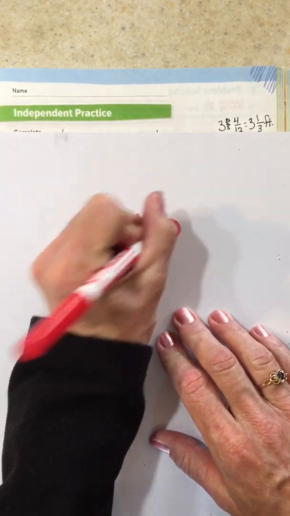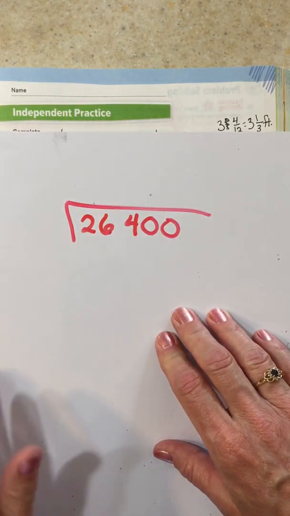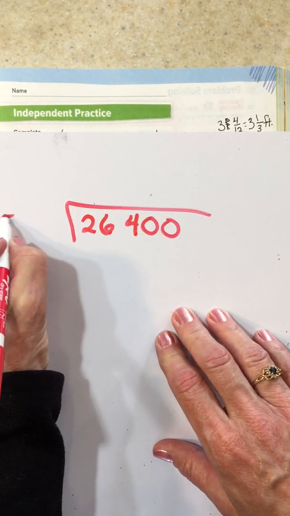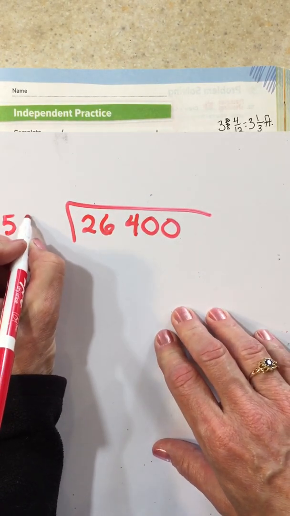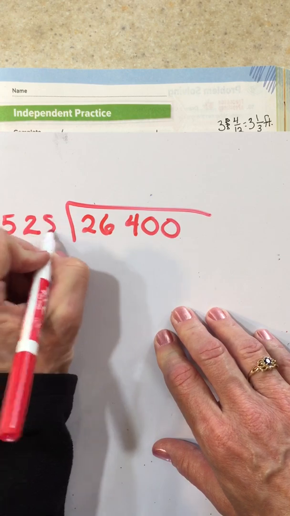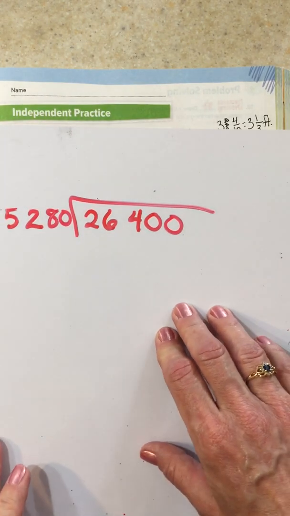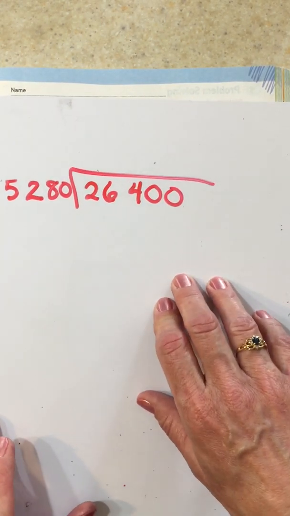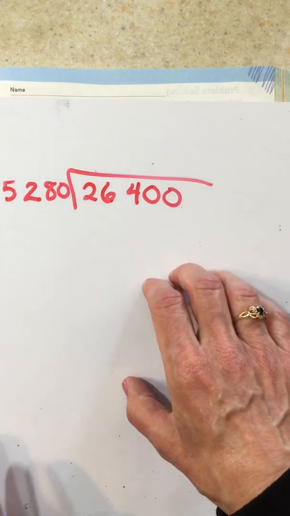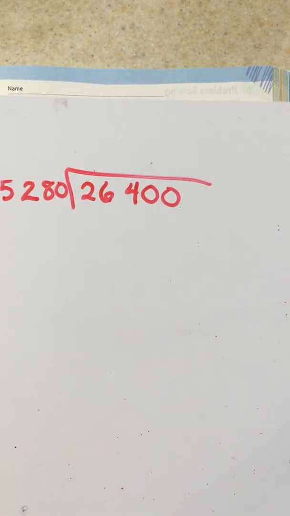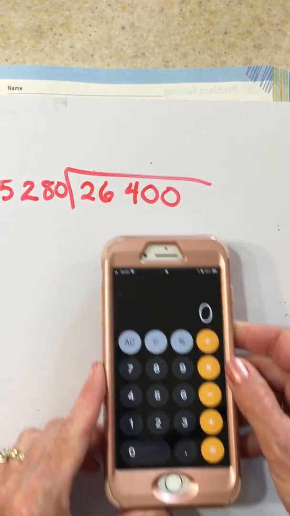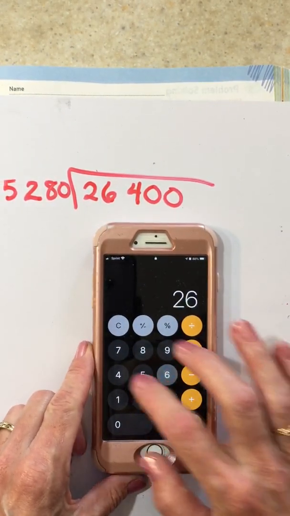26,400 divided by 5,280. Can you see that? Oh my, I think I really just want to use my calculator. This is huge. One second. All right, clear. Hopefully I don't get any crazy messages while this is going on, but I might.